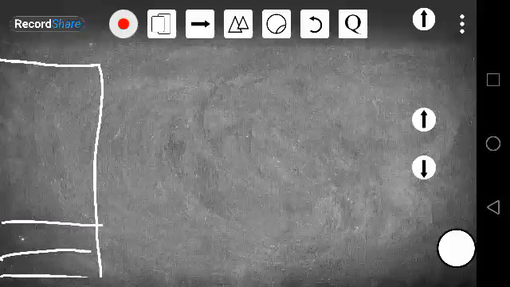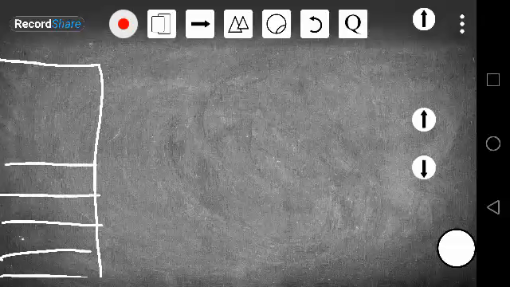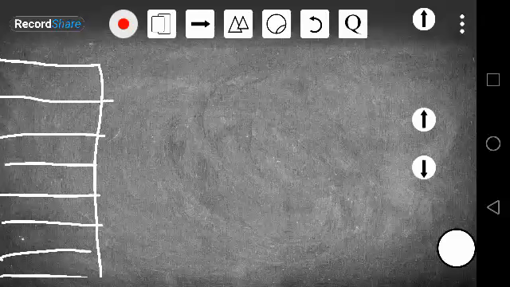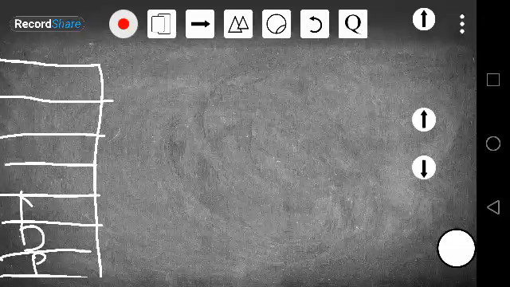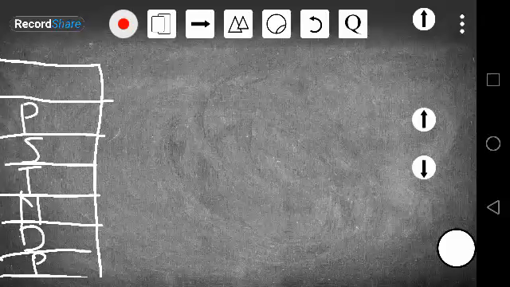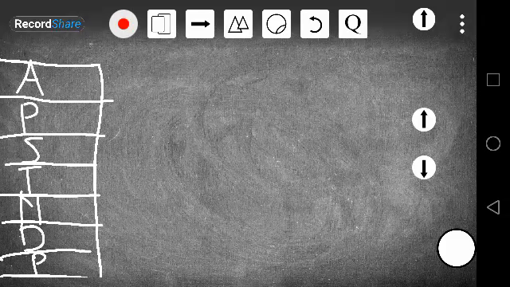One, two, three, four, five, six, seven. These are the seven layers of the OSI model, which include the physical layer, the data link layer, the network layer, the transport layer, the session layer, the presentation layer, and the application layer.